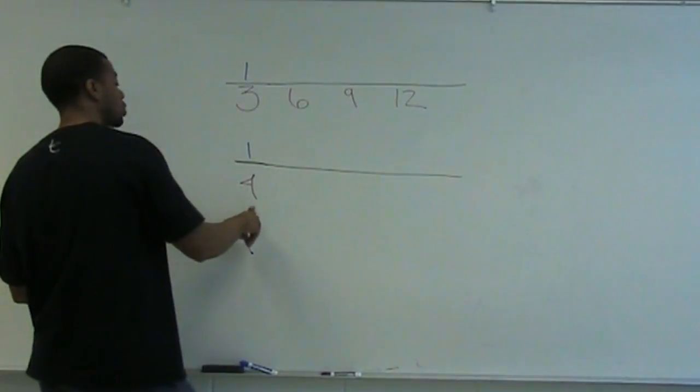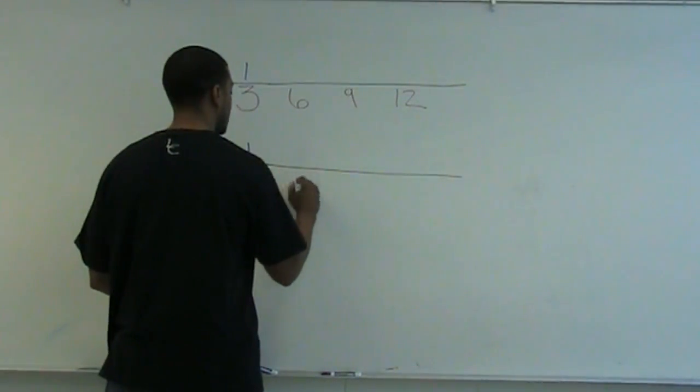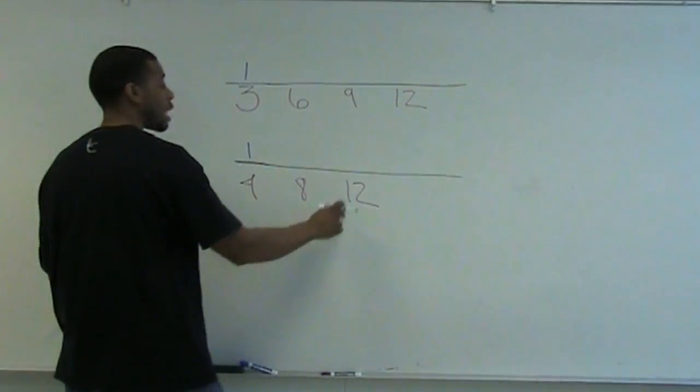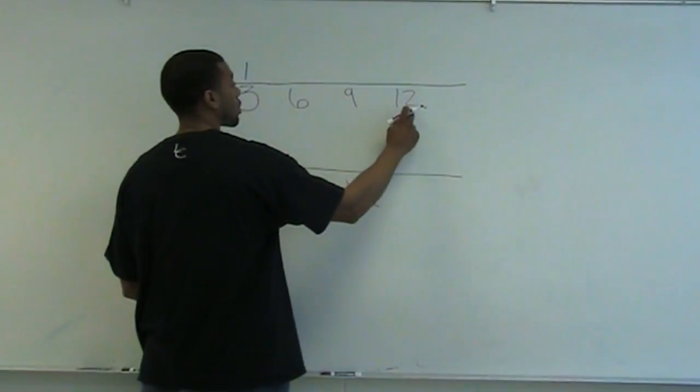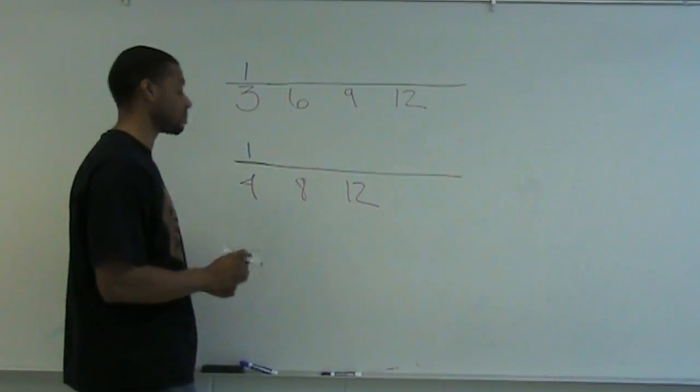And now I'm going to do the multiples for 4. 4 times 1 is 4. 4 times 2 is 8. 4 times 3 is 12. So now I have a 12 here and a 12 there. That lets me know that I've reached the equal or the same denominator.